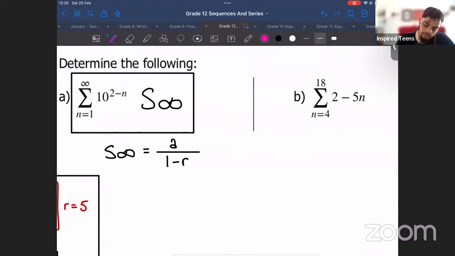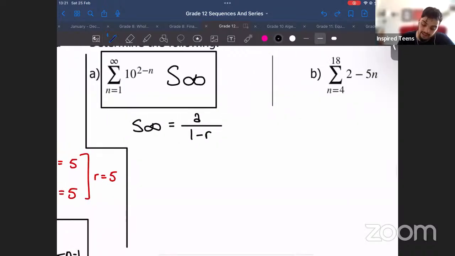Okay, so the main thing here is you need to understand they're asking for the sum to infinity. You need to not confuse yourself with the sigma. You just need to understand that the sigma means I need to calculate the sum to infinity. How do I do that? Sum to infinity formula. What are my unknowns in the sum to infinity formula? A and r. Okay, cool. So now I need to substitute values. In this case, I don't have a, I don't have r.